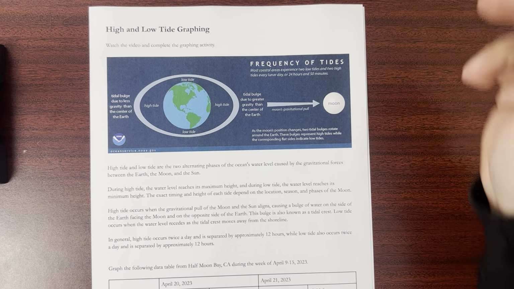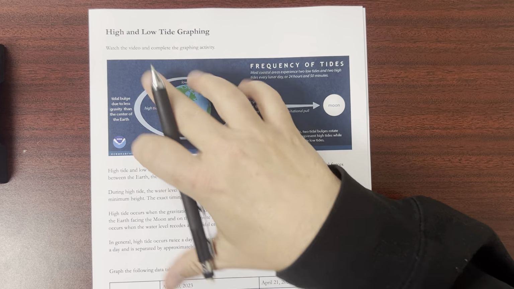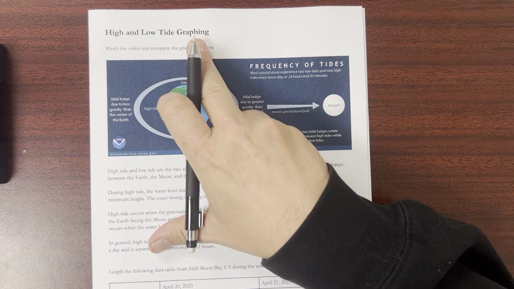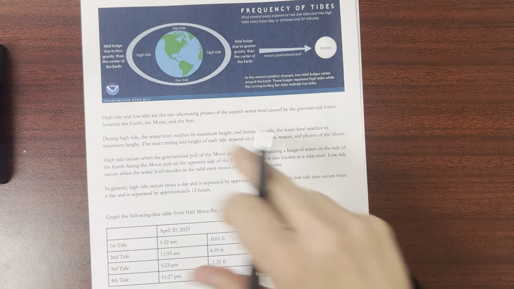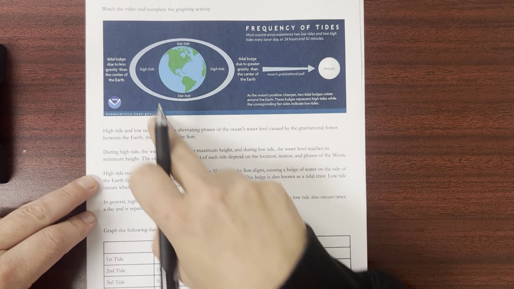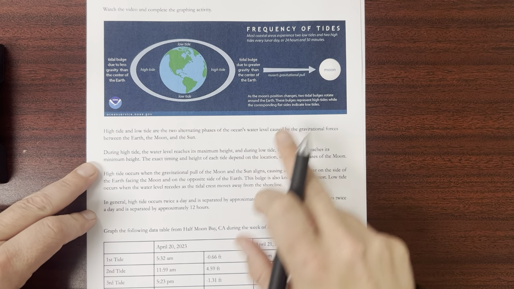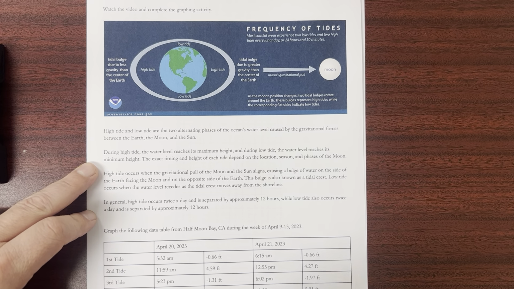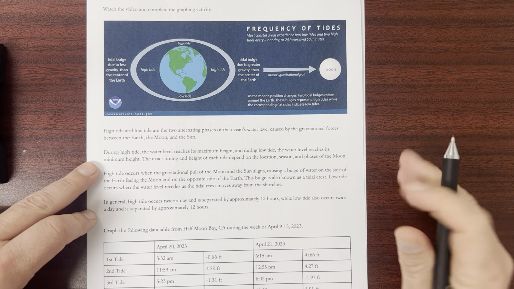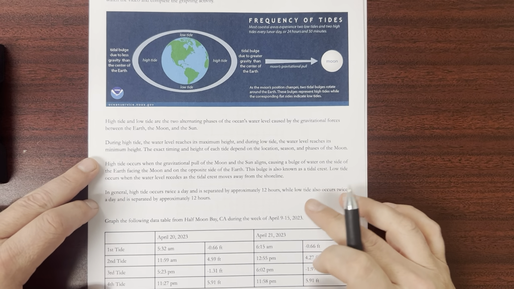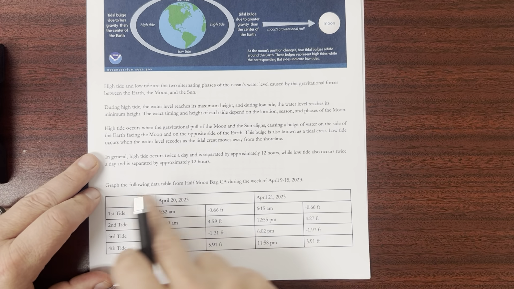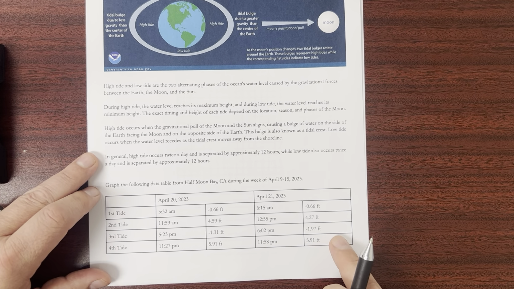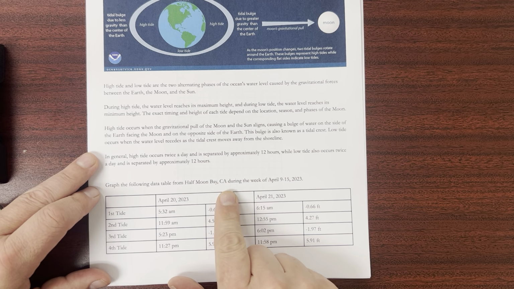Good morning. I am going over this worksheet, high and low tide graphing. What we're doing, it talks about tides and how tides are created. Just gives a little information there on why we have tides and how often we have them. And what you're going to do is graph 2 days worth of tides from Half Moon Bay, California.